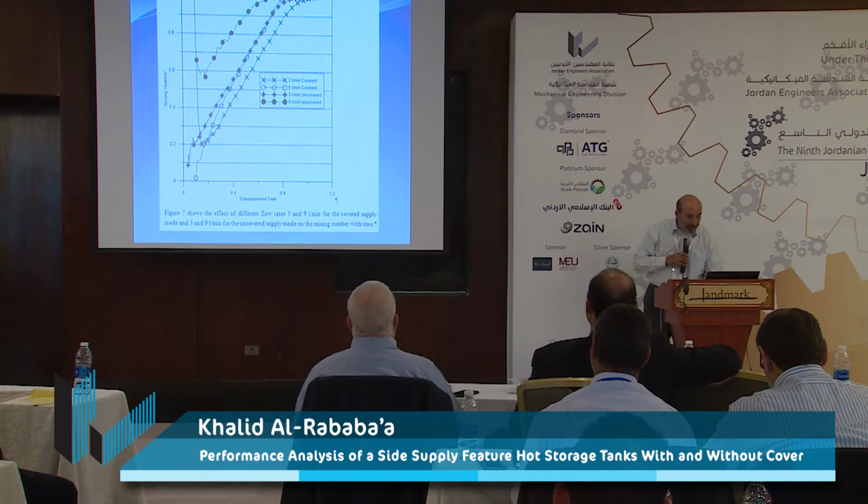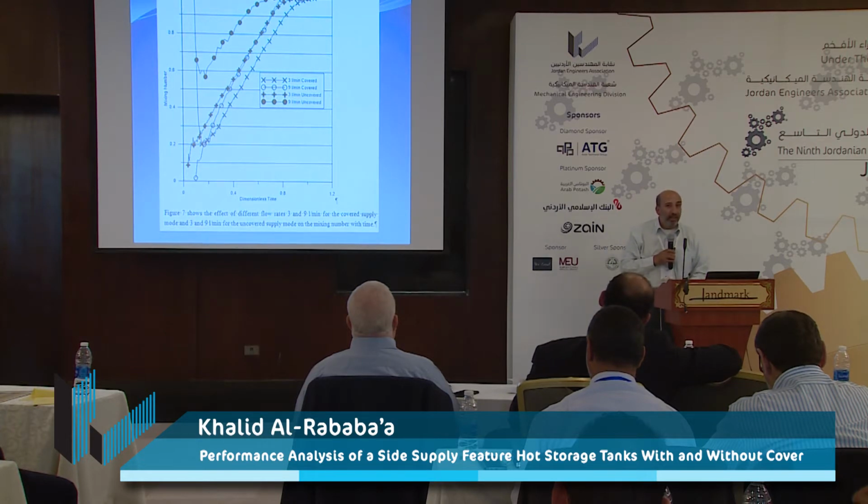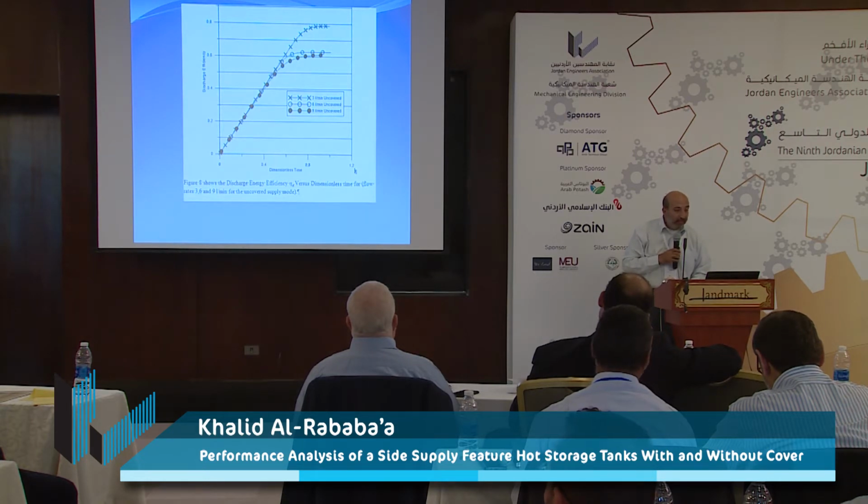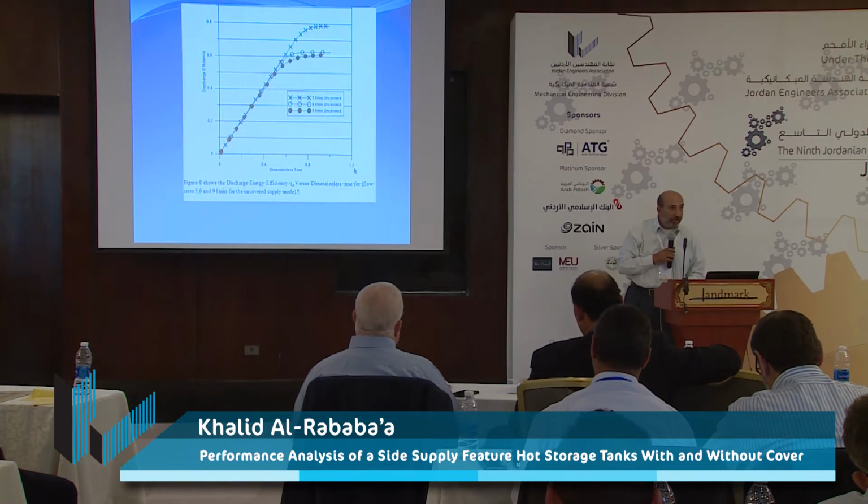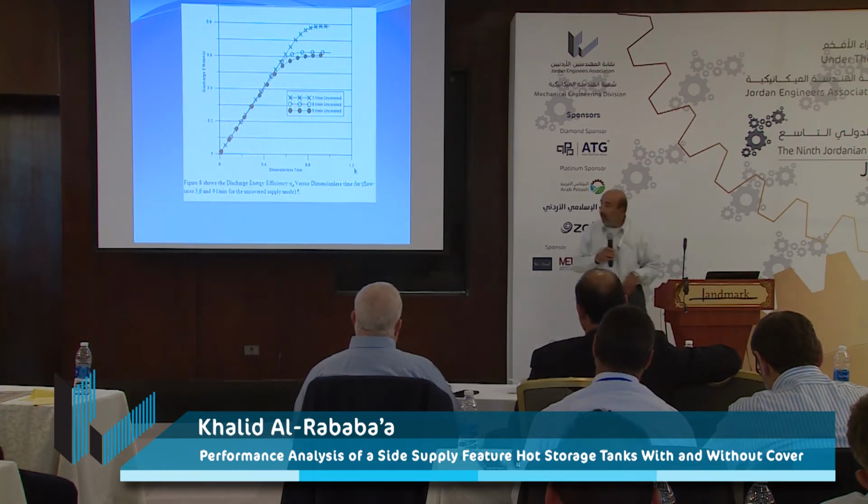For the covered mode, 3 and 9 liters per minute give a low mixing number, and the high mixing number is given for the 9 liters per minute uncovered mode. All of these parameters, including the thermocline thickness, mixing number, and even the discharge efficiency, give the same results as quantifying parameters of the hot storage tank. All these parameters that we are using quantify the hot storage tank efficiency.